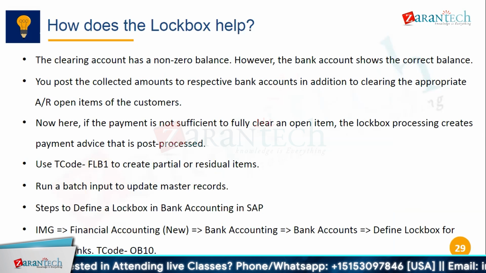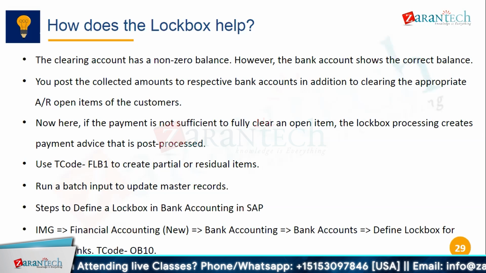Now, how does a lockbox help? The clearing account is a non-zero balance. However, the bank account shows the correct balance. You post the collected amounts to respective bank accounts in addition to clearing the appropriate AR open items. If the payment is not sufficient to clear an open item, the lockbox processing creates a payment advice that is post-processed. So if there is a partial payment or residual payment, you need to use T-code FLB1. You run a batch input to update master records.